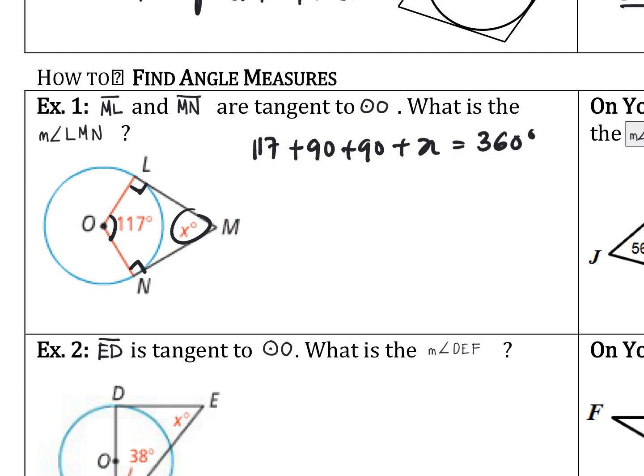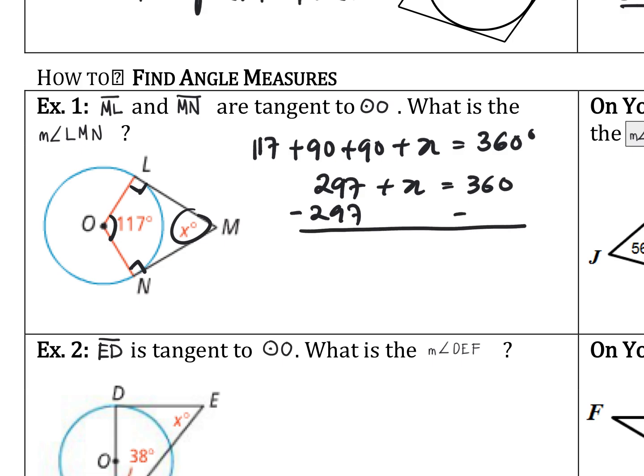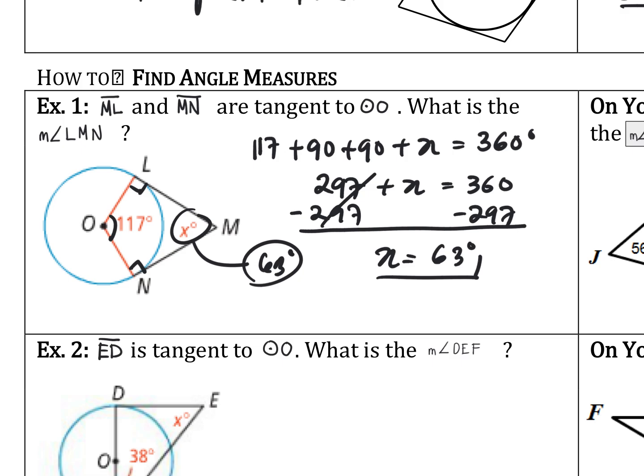So 117 plus 90 plus 90 gives you 297. Add x, and it is equal to 360. To find x, we subtract 297 from both sides. This becomes 0, therefore x is 63 degrees. So this is 63 degrees, and all in all the total is 360 once you add everything.